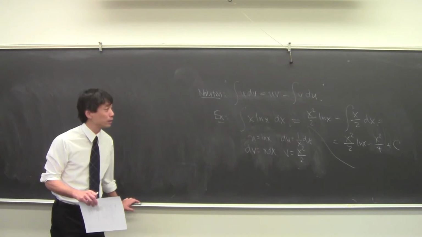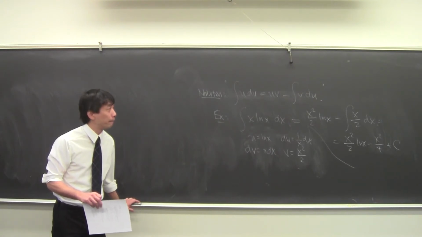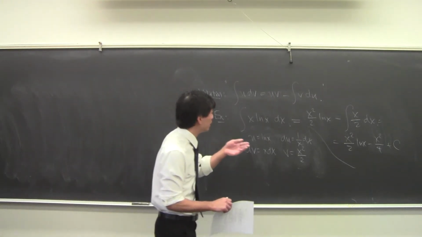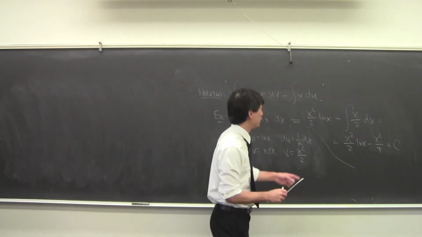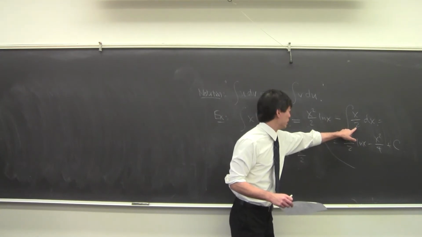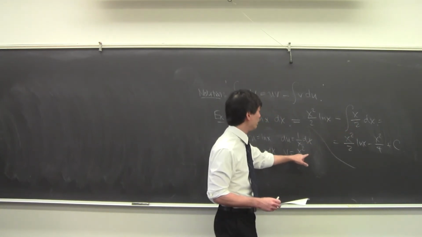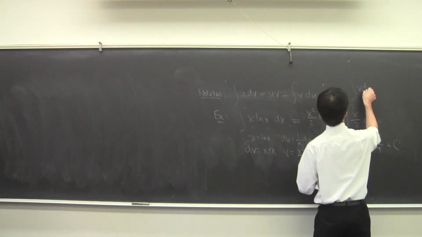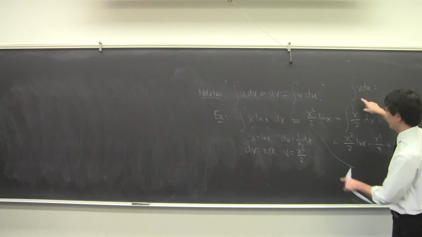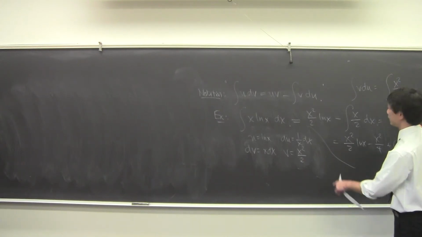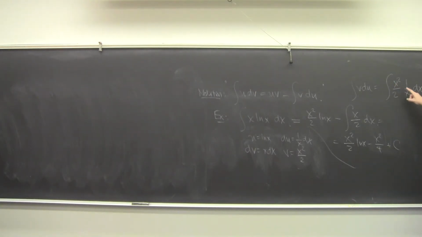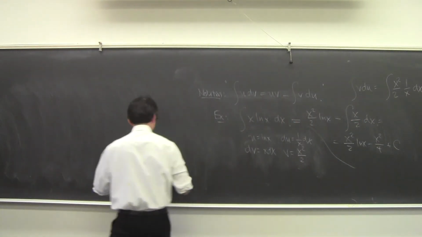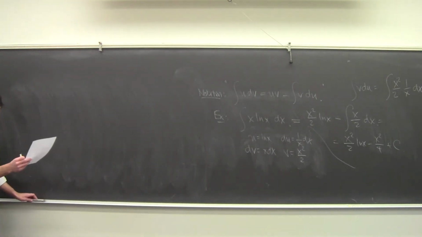Yes, Mira? I have a question. On the right, wouldn't it be x squared divided by 2 dx for the integral? So you're saying this should be x squared over 2? Well, this is going to be v du, right? So I get that my v is x squared over 2, my du is 1 over x dx. Right? Oh, okay. So I get x over 2 only.